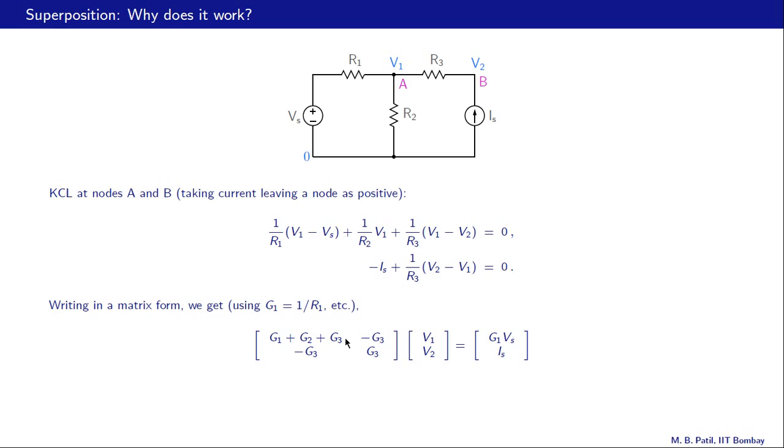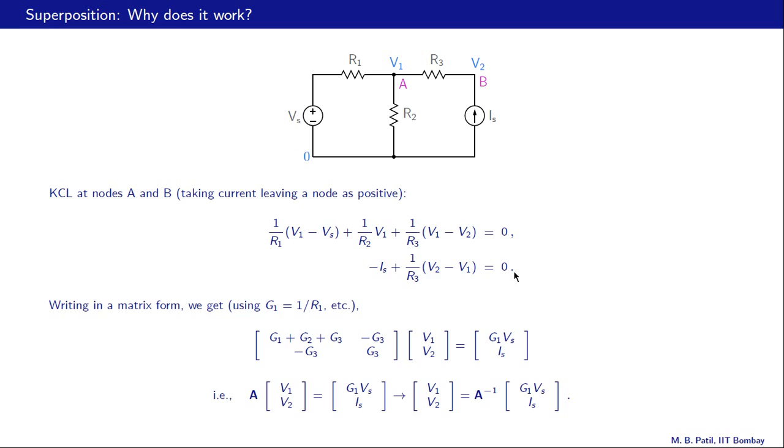What is the coefficient of V2? It is minus G3, and that is why we see minus G3 over here. And this term, minus Vs times 1 over R1, does not depend on V1 or V2, and therefore we take it to the other side. And in doing that, it becomes plus G1 times Vs, and that is why we have G1 times Vs over here. And similarly, you can verify that the second equation here does correspond to our second KCL equation.